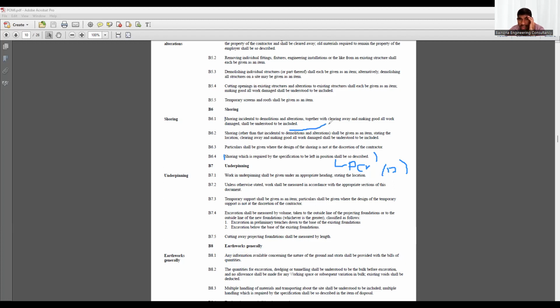The first one here talks about the temporary shoring. The second one talks about the permanent shoring. This is talking about how to measure it, by unit, item, or whatever it is. Then this talks about the description, the design of the shoring. So mostly for me, shoring is covered here. How you are going to describe it in a bill of quantities, how you are going to build the BOQ description, is covered here.